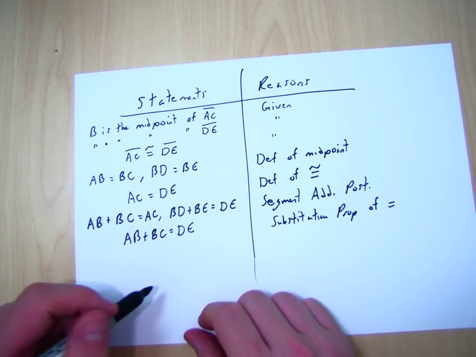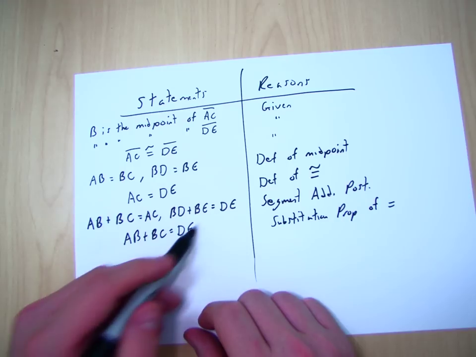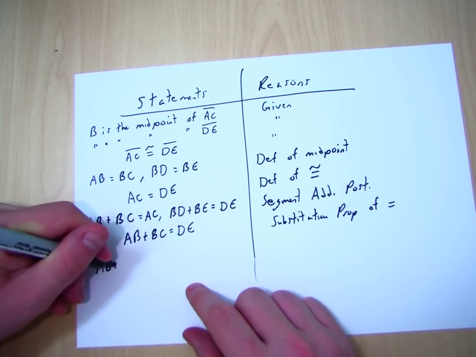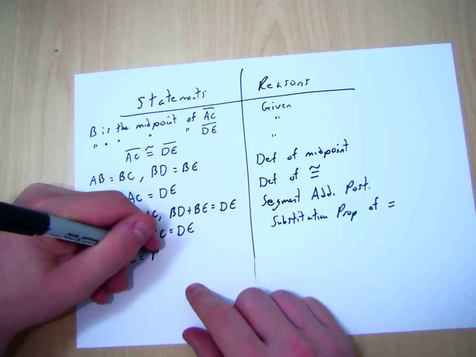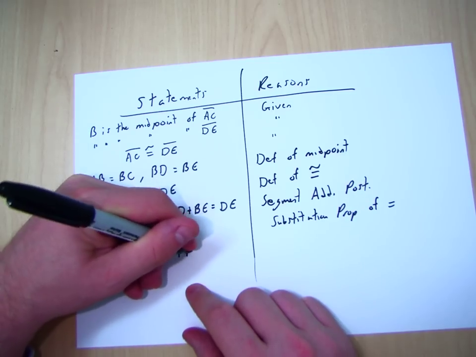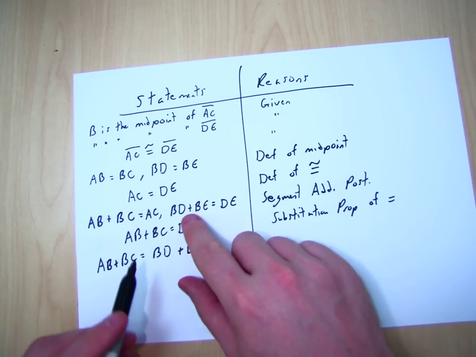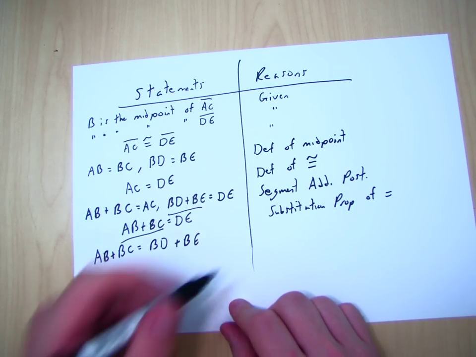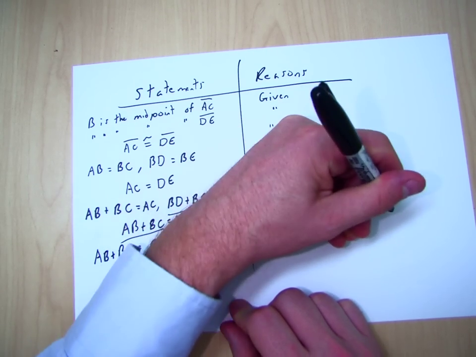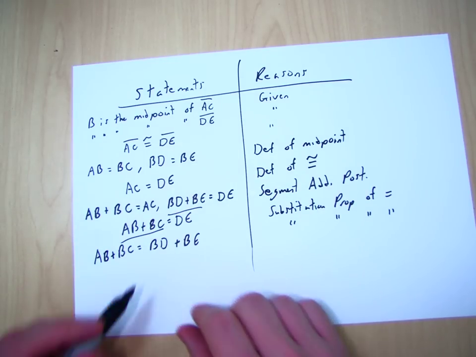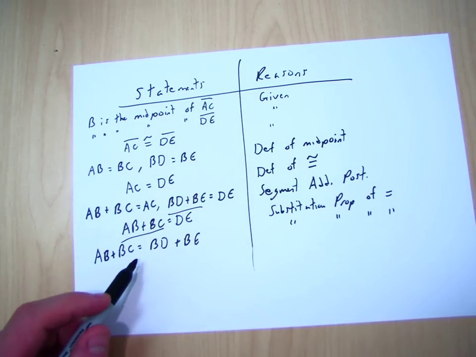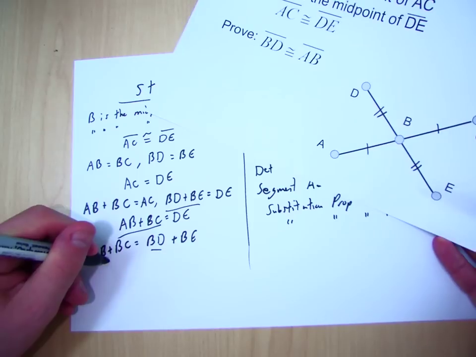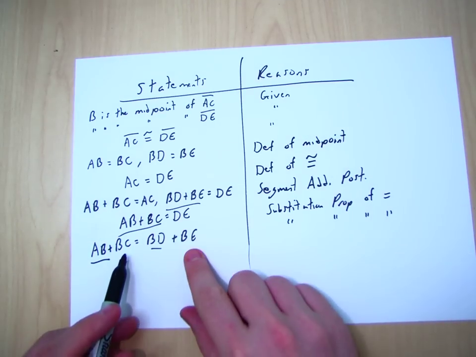We're almost done here. AB plus BC equals, so I know these are both equal to DE, which means I can substitute again and just say that AB plus BC is equal to BD plus BE. What I'm doing here is just setting these two equal to each other because they're both equal to the same thing. That's again another substitution property of equality. Last but not least, I know I ultimately need to get to BD, so I got BD here and I got AB here. It would be nice if I could get rid of these two.